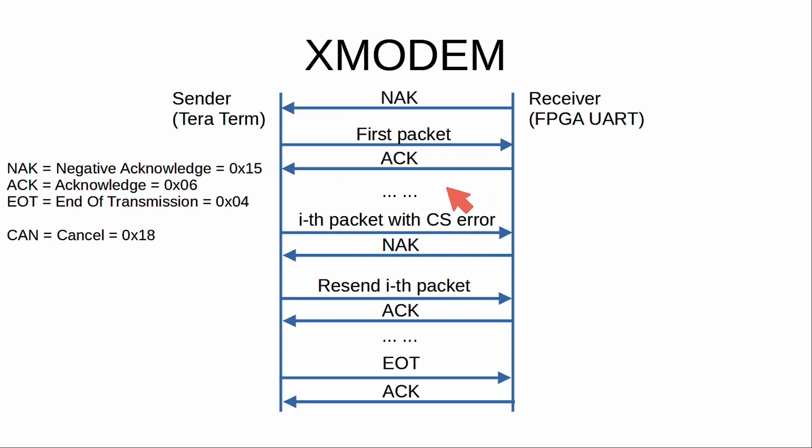And then this continues. And let's say in between, we have one of the packets with a checksum error. In this case, the receiver should send the NAK, and the sender will then resend the packet. And the process continues until the sender tells the receiver that we are at the end of transmission, which means there is no more data to be transferred. And then finally, the receiver will acknowledge.